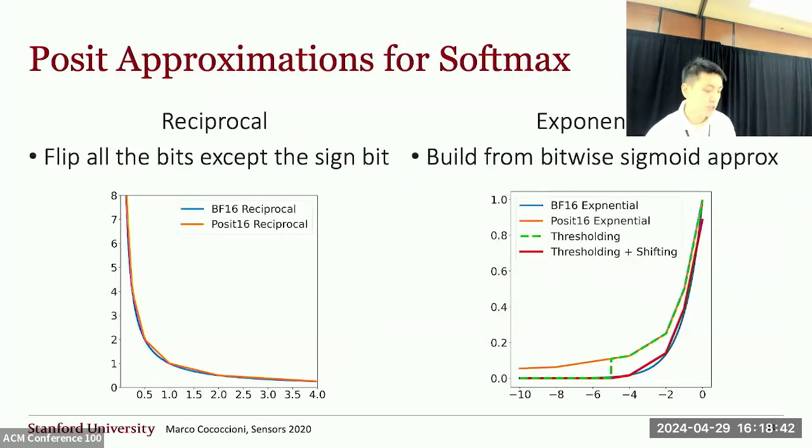POSIT also has some interesting properties which allow us to build a more efficient softmax. POSIT can approximate the reciprocal function by flipping all the bits except the sign bit, and it can also approximate the sigmoid function by inverting the sign bit and shifting all the bits to the right by 2. We can then do some transformation to build the exponential function. These two properties allow us to perform the softmax operation using only bitwise operations and subtraction, so that we can get rid of the bulky divider and exponential unit on the chip.